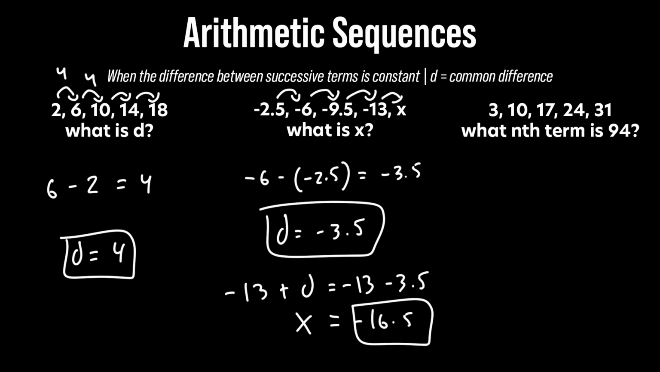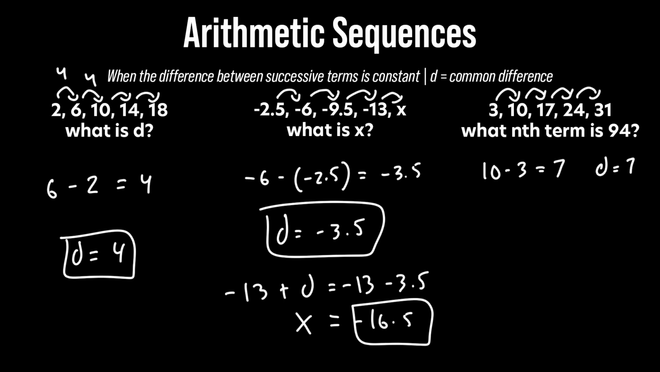Lastly, this one's a little more tricky. What nth term is 94? Okay, so first of all, let's establish what the d value is. We're going to find the difference of the first two terms. 10 minus 3 is equal to 7. Surely enough, it goes up by 7 each time. So we know our d value, d is 7.